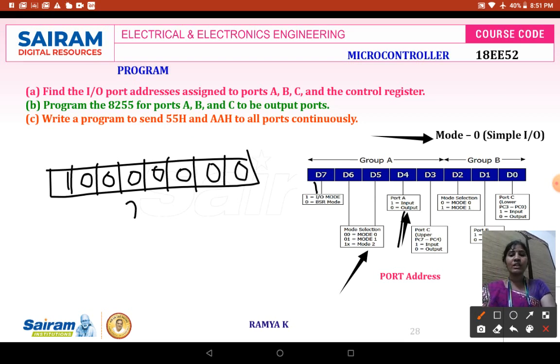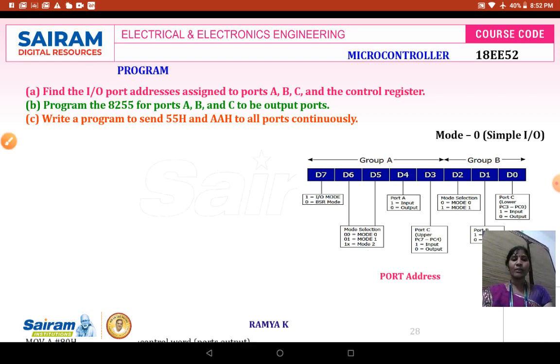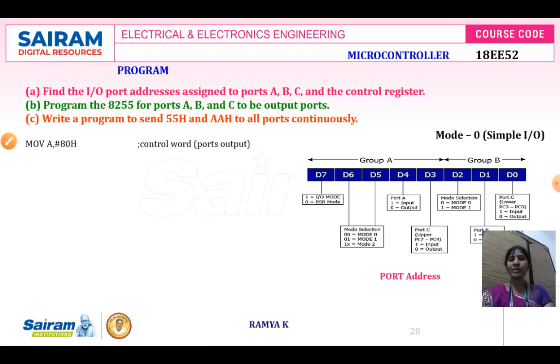Therefore, the equivalent when you convert this binary to hexadecimal, you will be getting 80H. So 80H is the control word to be used for this particular program. So MOV A, #80H, it is the control word. We should know how we need to frame the control word. Once the control word is framed, it has to be loaded onto a register. Here we are loading it onto the accumulator register.